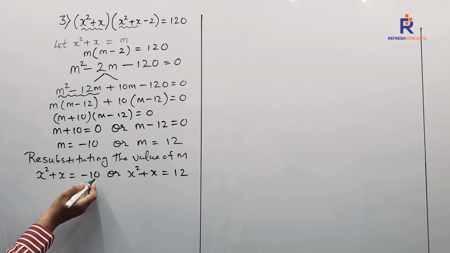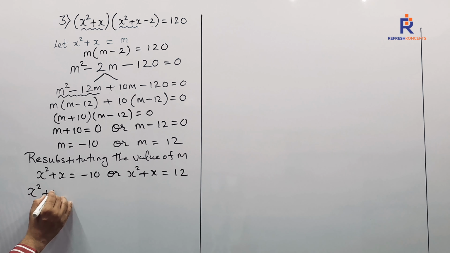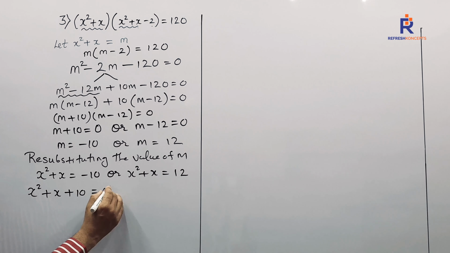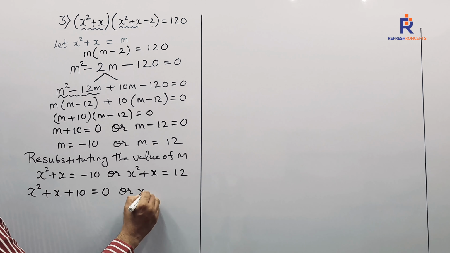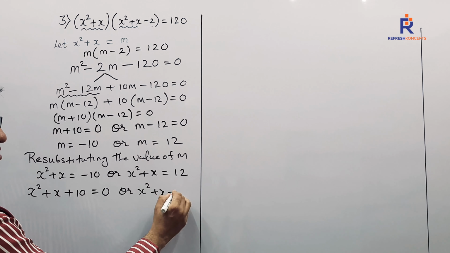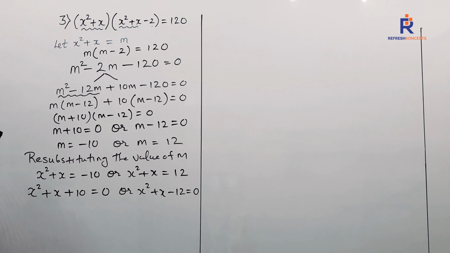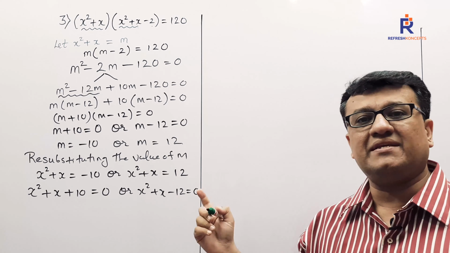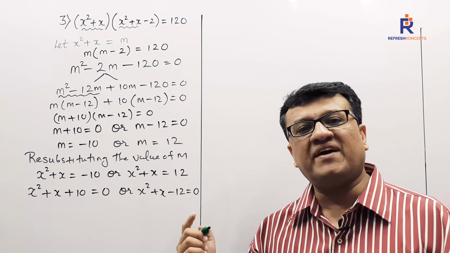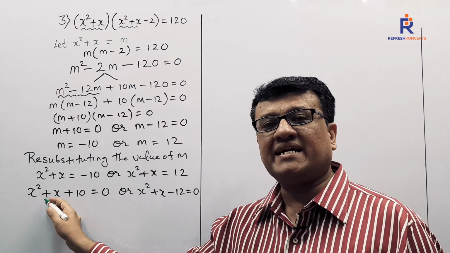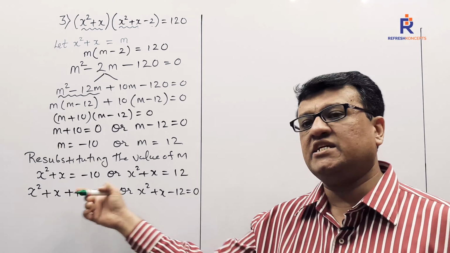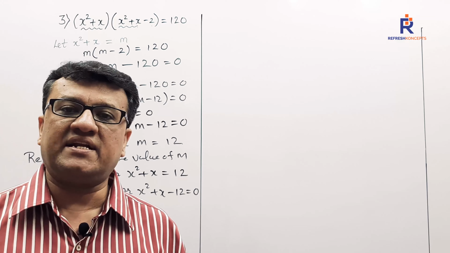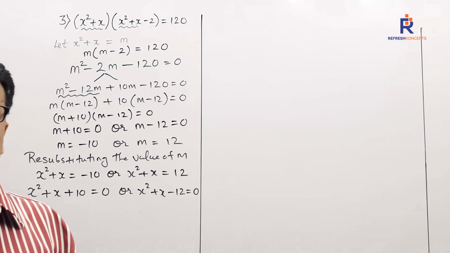Children, we bring this over here, x square plus x minus 10, when it comes over here becomes plus 10 equals to 0, or x square plus x, when this comes over here, minus 12 equals to 0. So now, unlike in the previous two sums where we had m square as something, z square as something, or a square as something, and we got the final answer, here we have a quadratic equation. The first one is also a quadratic equation. The second one is also a quadratic equation. So now we have two simple quadratic equations which we are supposed to solve, right?